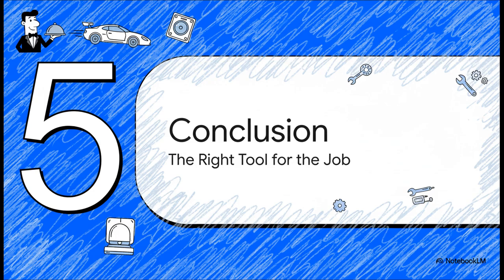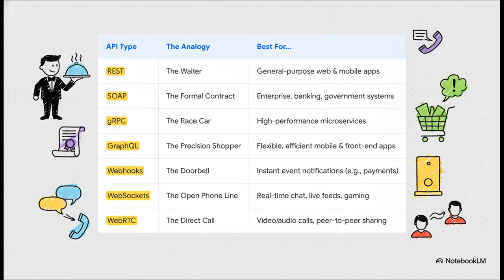So as you can see, when we talk about APIs, there's really no single best one. It's not about which tool is superior to all the others. It's about really understanding the problem you're trying to solve, and then picking the exact right tool for that specific job. So let's put it all together.